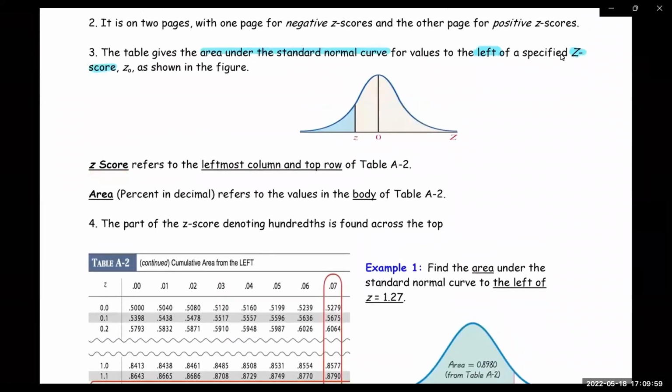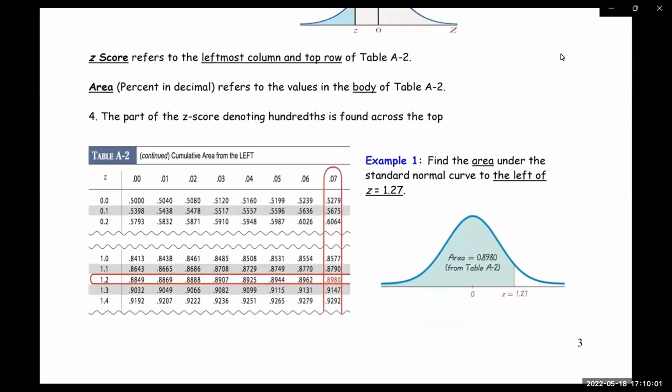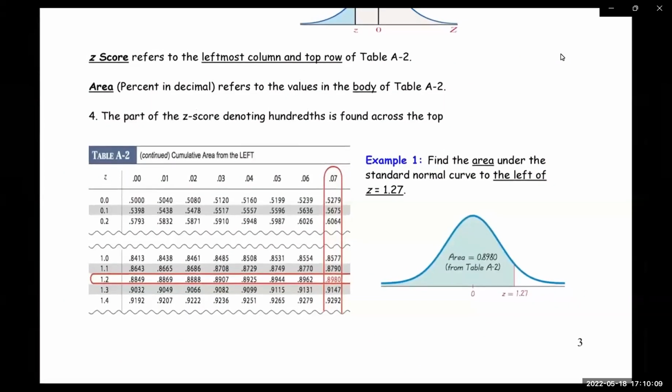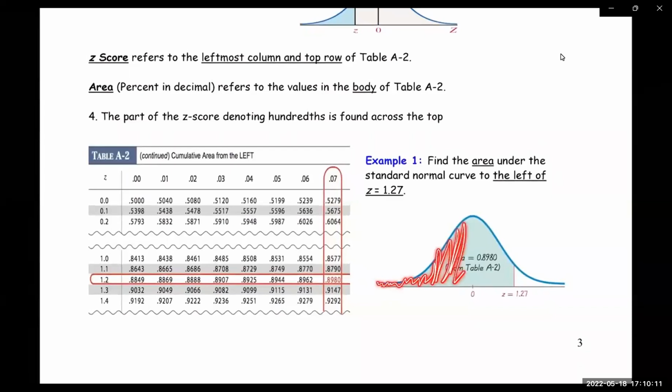Let's just go ahead and do an example because it's too confusing if you don't. Let's look at this one here. Find the area under the standard normal curve. So they want us to find this area. How do we find the area? We have to use the table. Luckily for us, the mean is 0. That means it's standard.